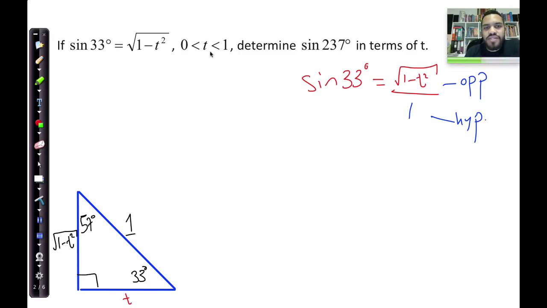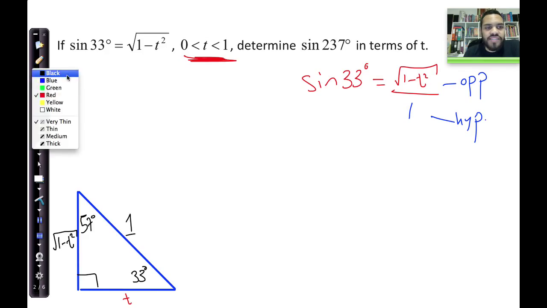Solve for sine 237, and oh yes, this restriction, we don't really need to pay much attention to it, but the reason it's there is because this is a square root, right? And a root is only defined if it's greater than 0. So this is saying that t needs to be between 0 and 1 for this thing to be valid. Okay, so let us solve for sine 237.